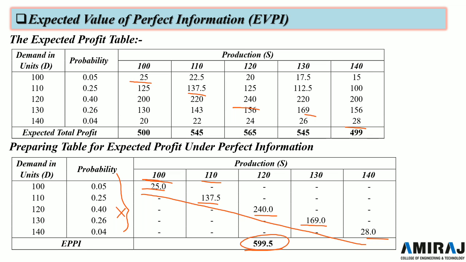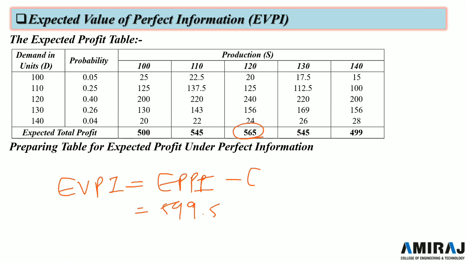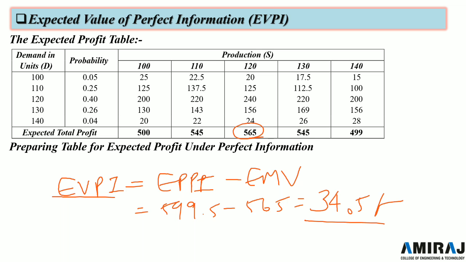So the EVPI is calculated by EPPI minus the EMV. So the cost for perfect information will be, EPPI is 599.5 minus the expected profit, here it is EMV, which is 565. So our EVPI, expected value of perfect information, will be 34.5. So this is how we calculate expected value of perfect information.